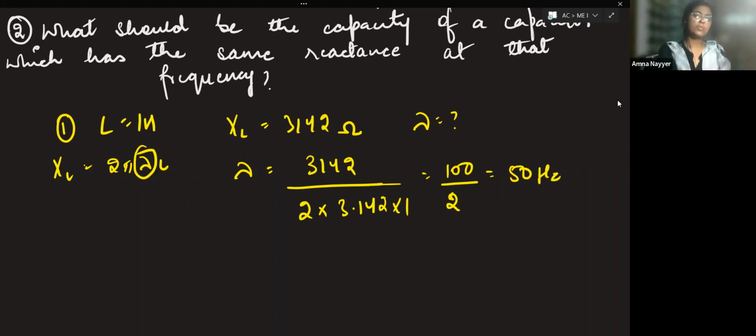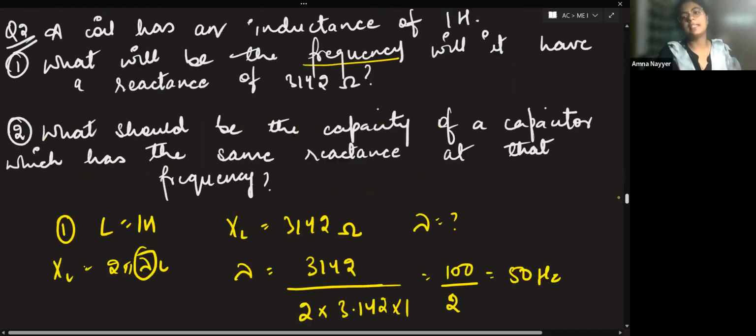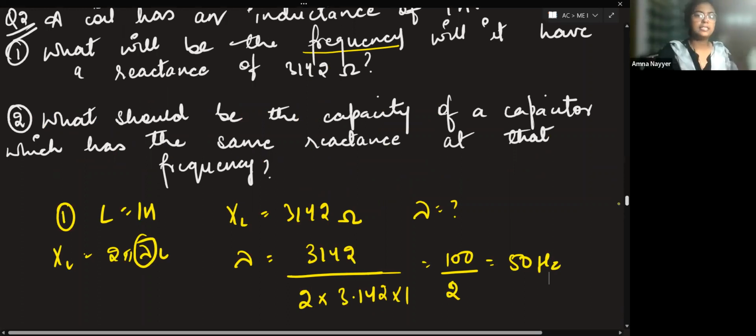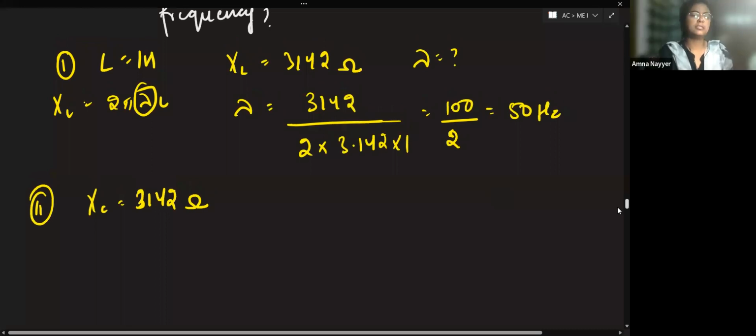Second part says what? What should be the capacity of a capacitor which has the same reactance at that frequency? This means now XC is also 3142. Yes, the second part says XC is also 3142 ohms, this much. And it is asking you to calculate capacitance.